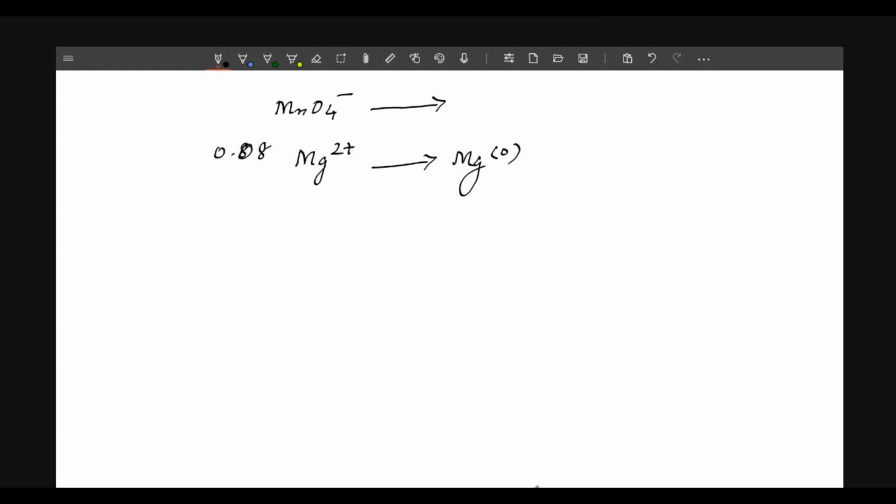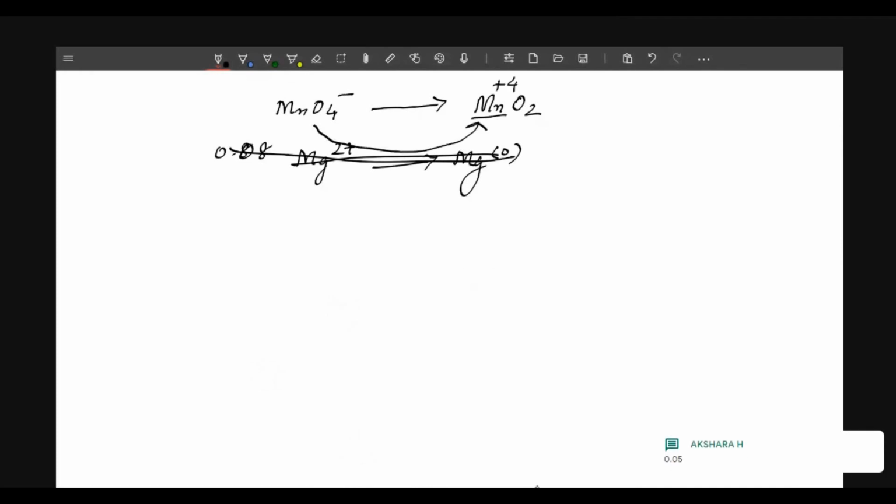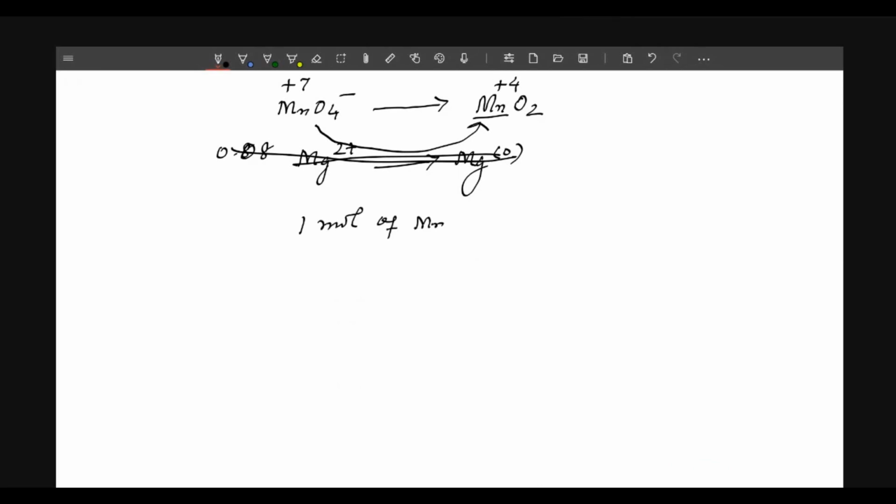Take it as 0.08 molar, MnO4 minus to MnO2. And for this, you have to find out the change in the oxidation number. It is in the plus 4 state. Manganese in the plus 4 state. Here manganese in the plus 3 state. Change in the oxidation number is 3. Therefore, for the reduction of 1 mole of MnO4 minus, how many Faraday is required? 3 Faraday is required. For 0.08 mole of permanganate, we are in need of 3 into 0.08. This is equal to 0.24 Faraday and so on.